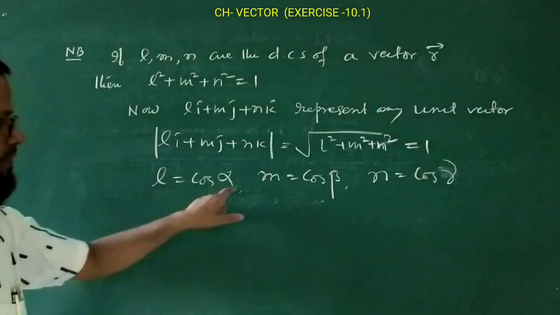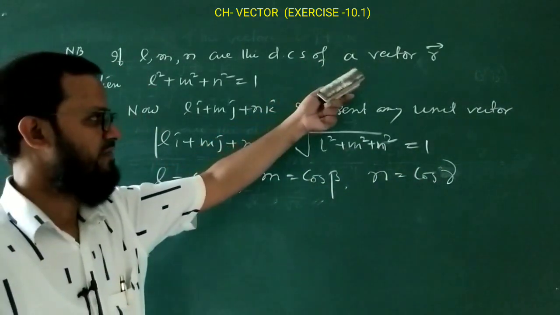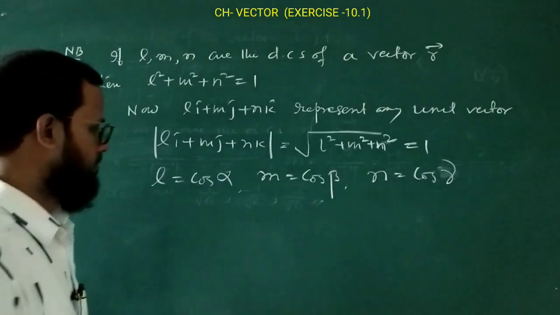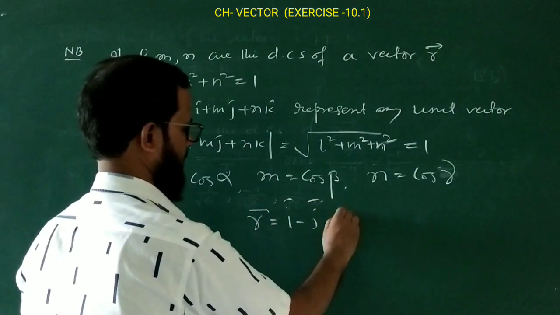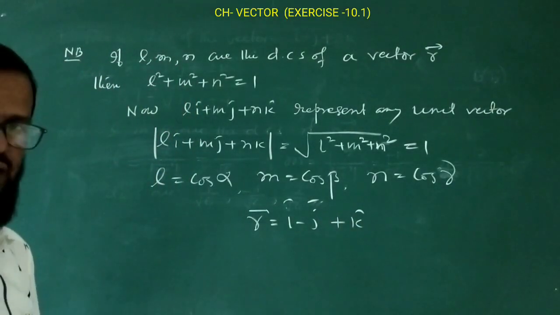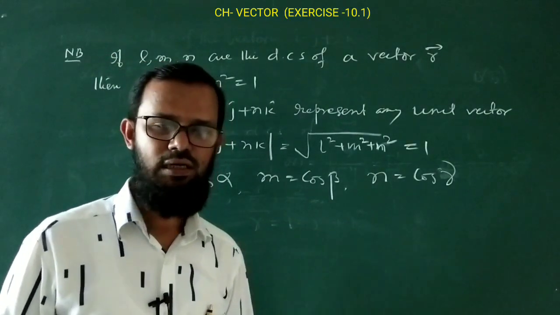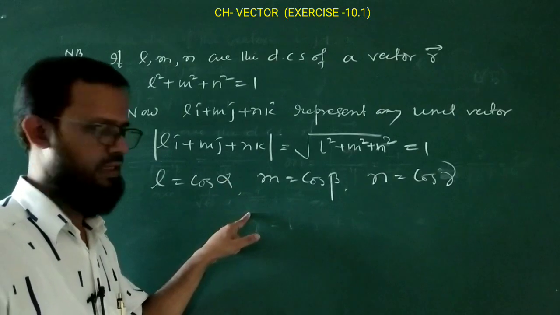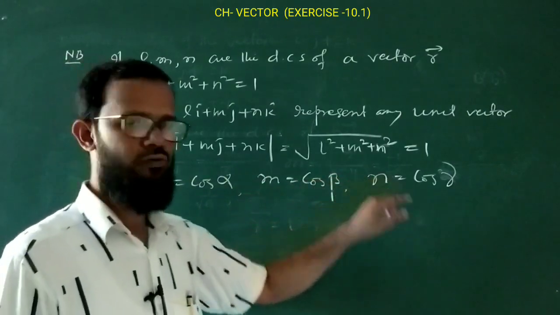What are alpha, beta and gamma for different vectors? Suppose this is an R vector. If the R vector is different, it is a variable, and it represents many vectors. Suppose the R vector is i cap minus j cap plus k cap; there can be many such vectors. Every vector makes different angles with the coordinate axes. That's why alpha is not fixed: alpha is different for different vectors, beta is different for different vectors, gamma is different for different vectors. So for different vectors, l, m, n will be different.